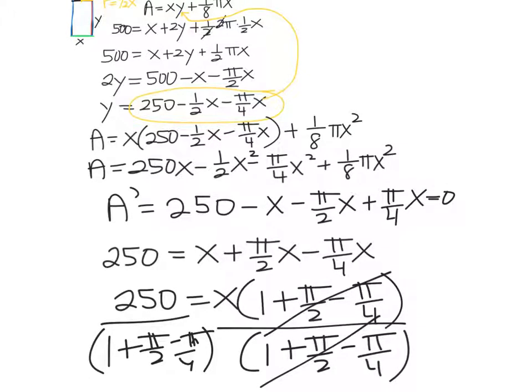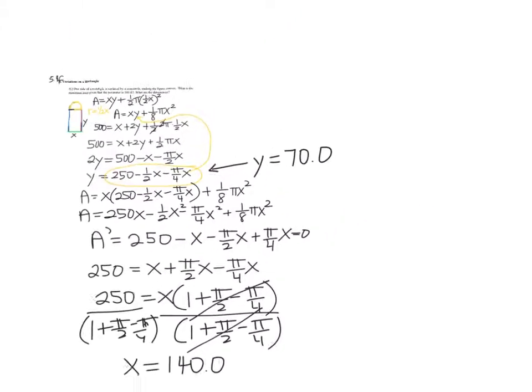So now we got to go back, figure out what all this stuff is. All right, so here's y. Y is 250. So if you have x on your calculator, okay, do 250 minus 1/2 times your answer minus pi over 4 times your answer. And y is, guess what y is? It's half as much. That's so fun.